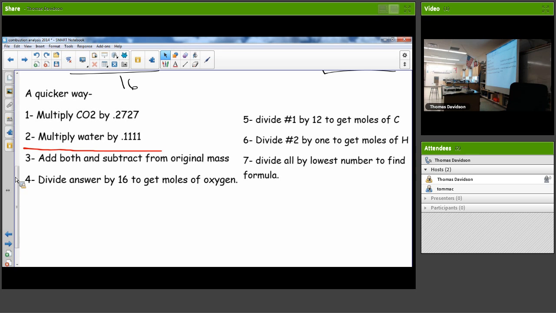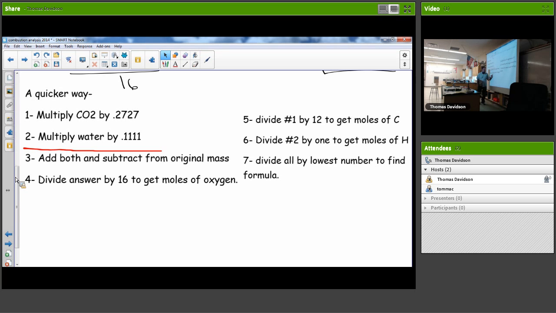All right, so here, this sums it up. Did we already write these down? Okay, so look, and you might not like the order. It doesn't matter. You don't have to go in this order. But multiply CO2 by that number, that'll give you grams of C. Multiply water by that number, that gives you grams of H. Then this is all the same. Add them and subtract them from the initial to find oxygen.